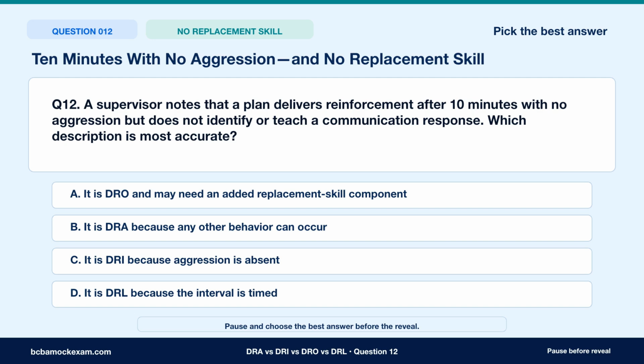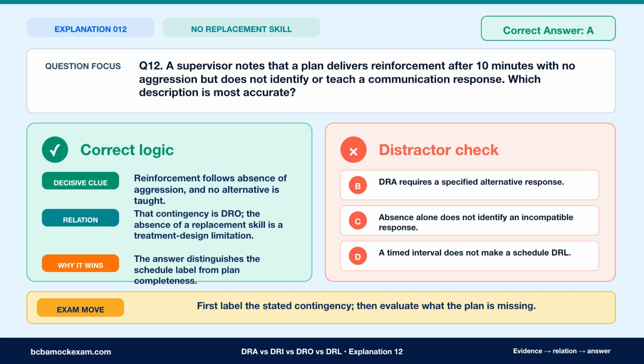First label the schedule, then assess the missing skill. Pause and choose. The most precise choice is A. It is DRO and may need an added replacement skill component. That contingency is DRO. The absence of a replacement skill is a treatment design limitation.